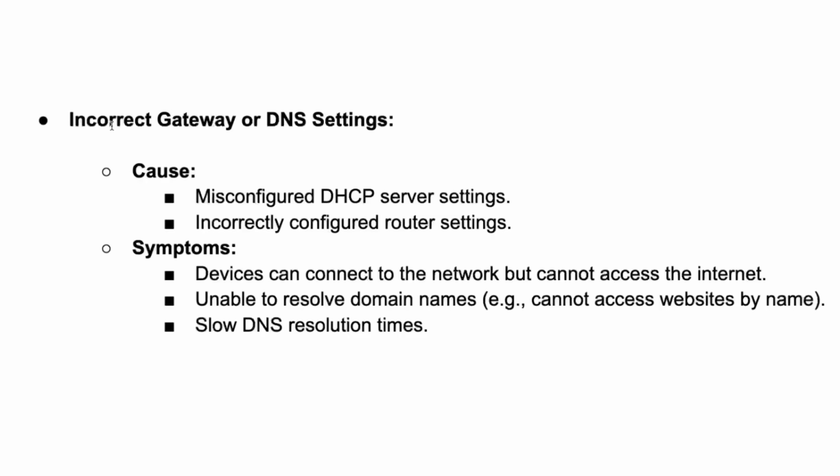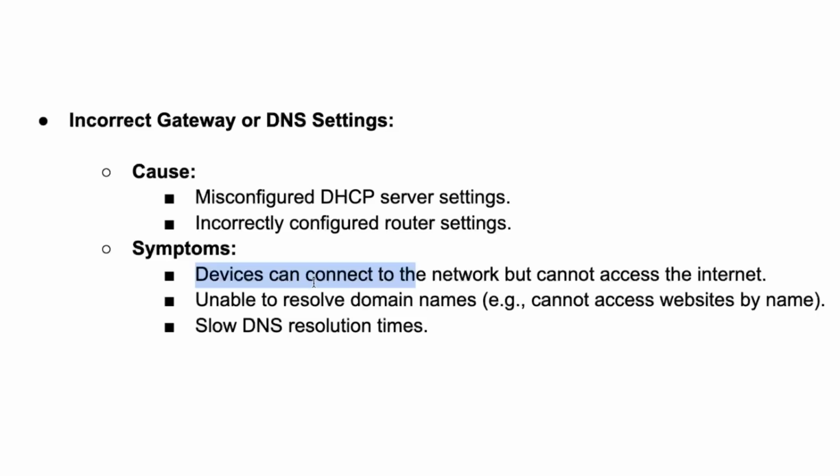The next major problem that we have is the incorrect gateway, which is the IP address assigned to the router, or the DNS settings, the domain name service settings. And the causes for these problems could be that there's a misconfiguration on the DHCP server's settings, or there's an incorrectly configured router. So either of these things could be the cause of having an incorrect gateway or DNS problem. The symptoms to be able to notice this is that the device can't connect, or the device can connect to the network, but it can't access the internet.